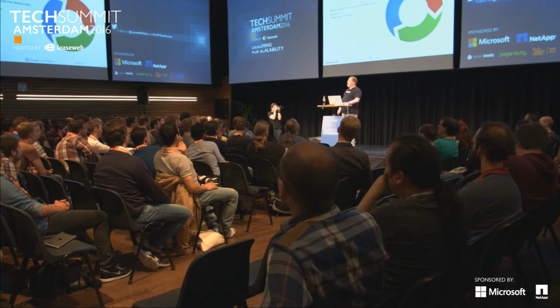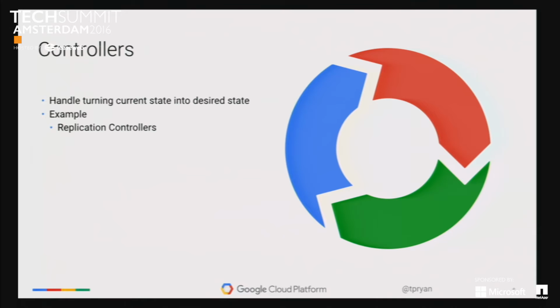Okay, so the next unit is something called controllers. There is really only one type of controller, and it's called a replication controller. What it does is it observes the environment. How many containers am I running? Let's say I'm supposed to have four web servers. Observe, how many are there? Oh, there's three, there's a diff. There are three, there should be four, so I'm going to act and launch another one.